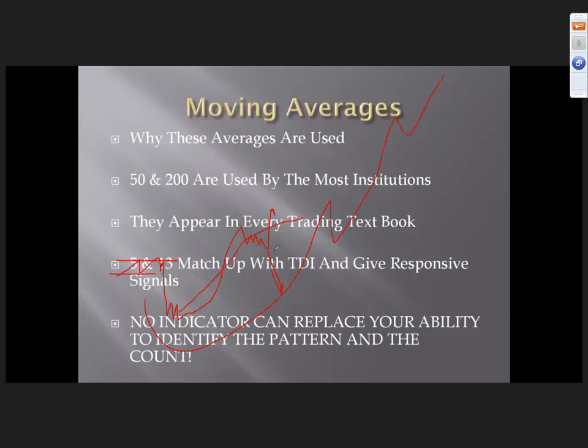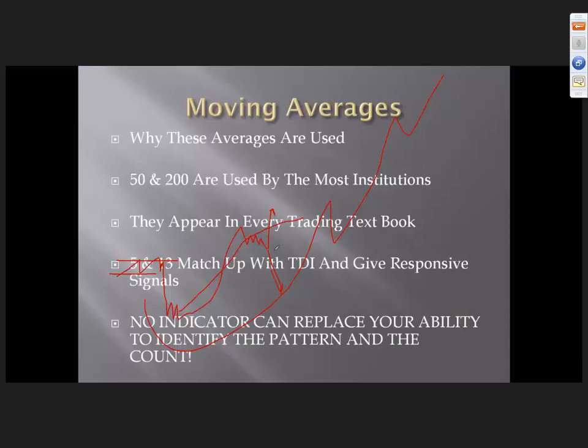Look, the 50 and 200 are used by most institutions. They use them on the daily chart. They use SMAs. I even think that Barron's newspaper that comes out uses the 50 and 200 chart with a MACD or something. You guys read that stuff. They appear in every single trading textbook I've ever looked at. And the 5 and 13 just so happened to match up with the TDI and give pretty responsive signals for what we're looking at to help the touches and see where the stop hunts come in. I didn't invent these moving averages. I'm not taking credit for them.